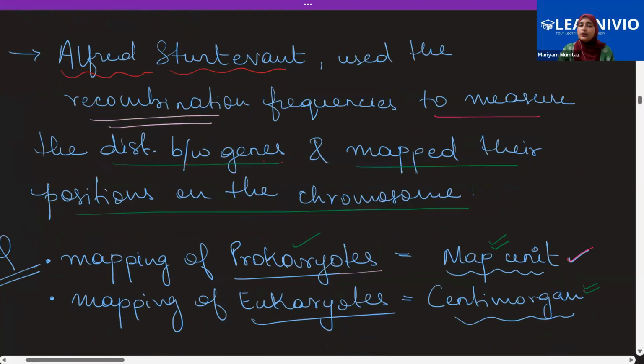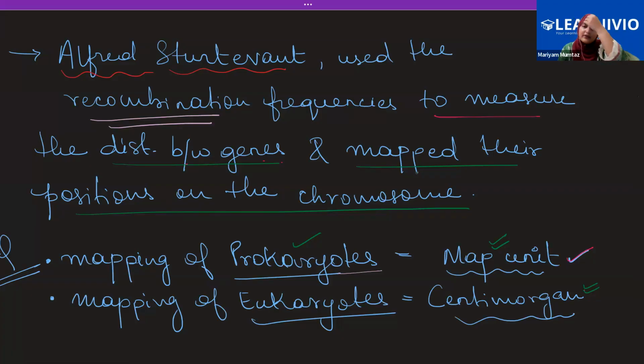Now, Alfred Sturtevant took the recombination frequency, whatever the percentage, to measure the distance between two genes, whether they are closely situated or not so closely situated. With the help of this data, he started to map the genes, meaning the position of the genes on the chromosome, just like the positions of different continents and countries are mapped on the globe or the map. In the same way he wanted to map out where the genes are present.